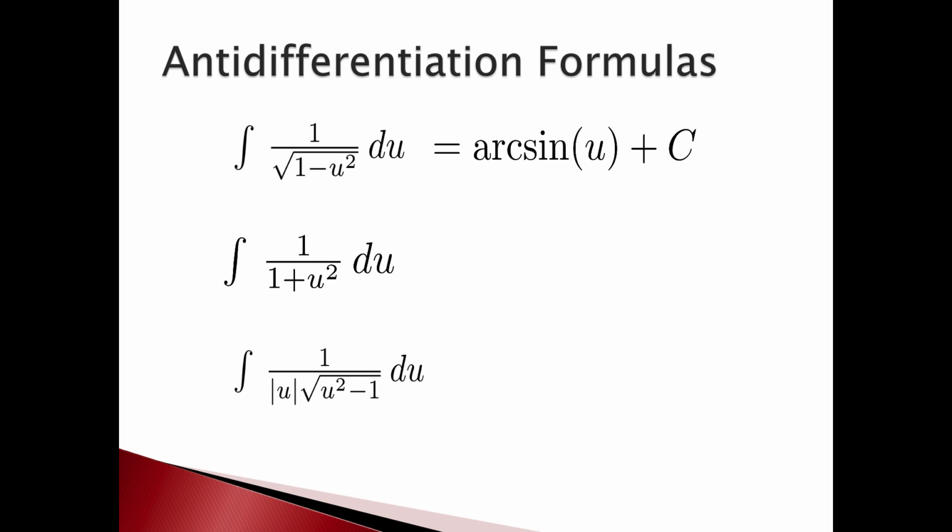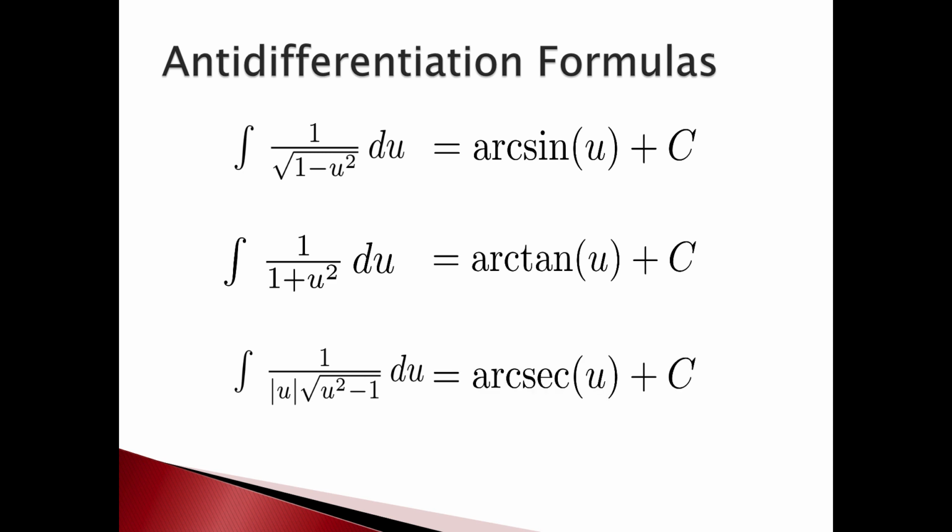Again, I'm switching back and forth between u's and x's on purpose just to make sure we don't get used to seeing things one way and have it freak us out when we see different variables. What about 1 over 1 plus u squared? Well, we look at that for a little bit and we think, seen that before, right? That's what you'd get from taking the derivative of an inverse tangent. And then 1 over absolute value of u, square root of u squared minus 1. That's obviously the derivative of an arc secant.